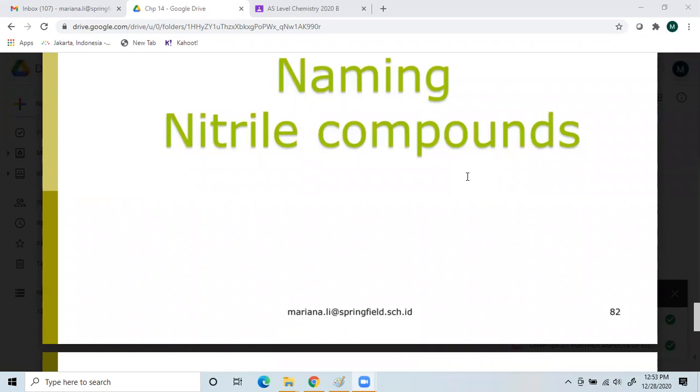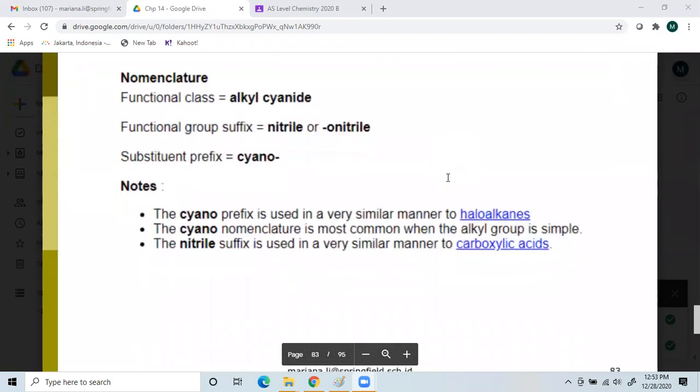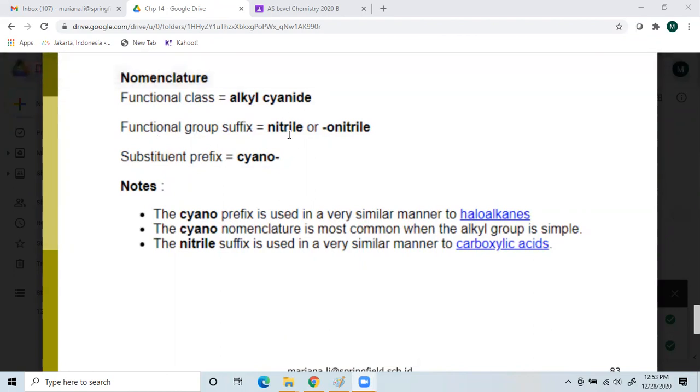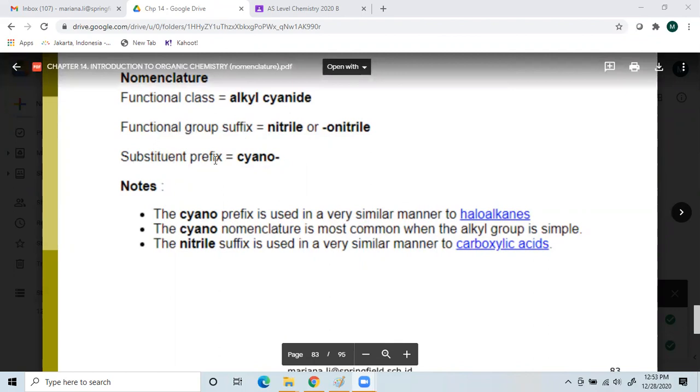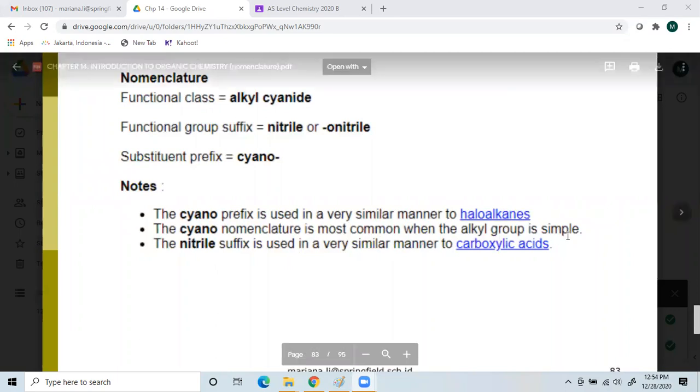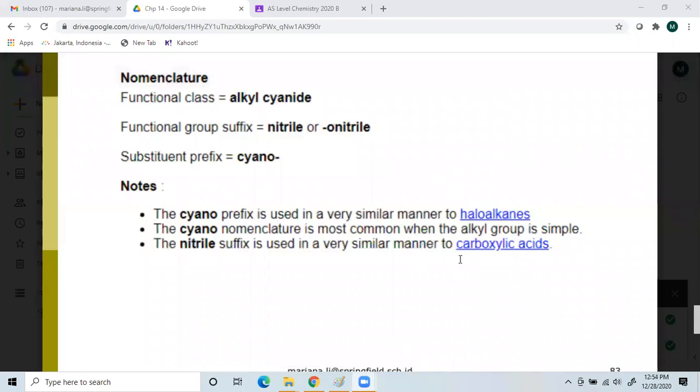Okay, the last one is about nitrile. Nitrile is R-C triple bond N. Okay, there are several ways to name this compound. The functional class is alkyl cyanide. The functional group suffix is nitrile. As a substituent prefix, it is called cyano. Okay, the cyano prefix is used in a very similar manner to haloalkanes. The cyano nomenclature is most common when the alkyl group is simple. The nitrile suffix is used in a very similar manner to carboxylic acid.